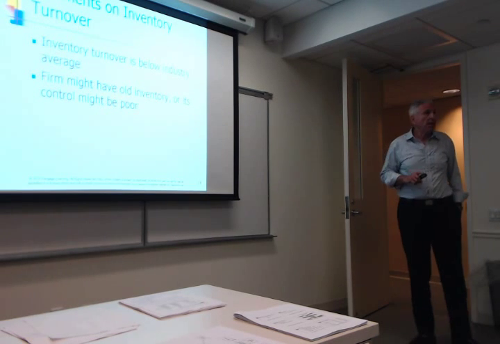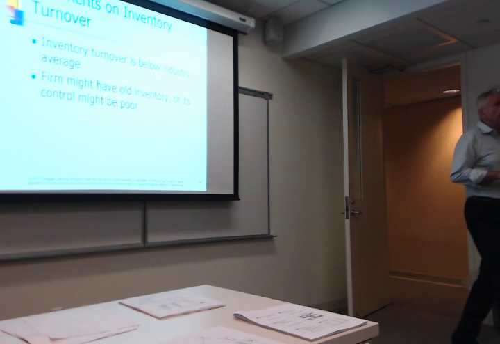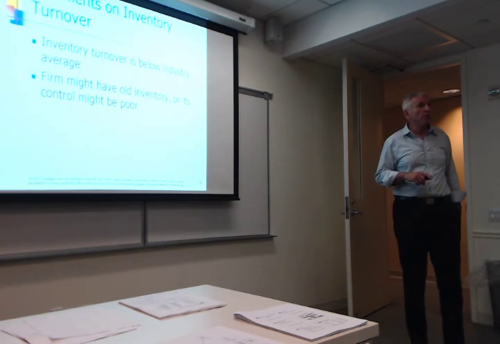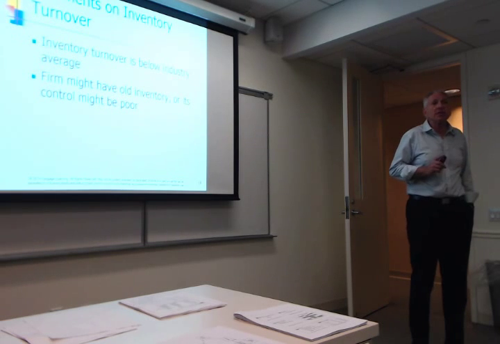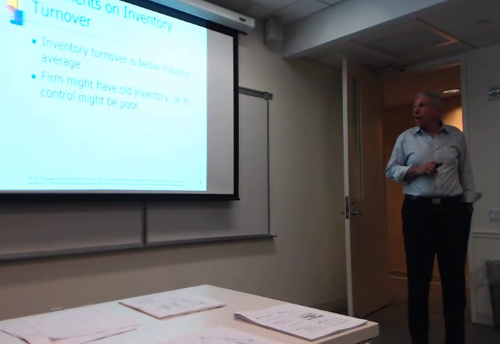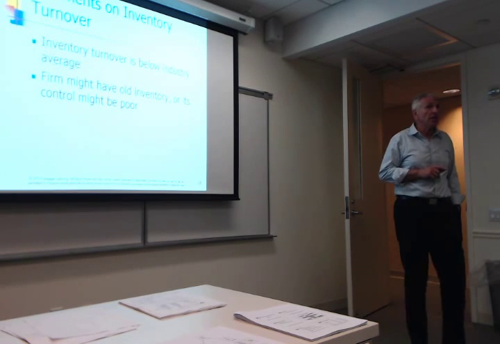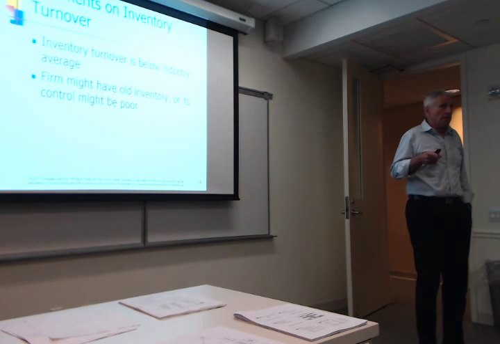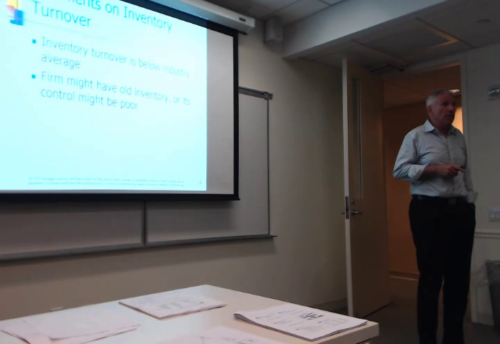So it may be, again, what's the problem here? It may be that we have old inventory. Maybe we're not able to turn over that inventory because nobody wants to buy it. Or it may be that we just have poor control. And we're producing, it may be that we forecast demand much higher than what that demand actually exists out in the marketplace. And so we produce more widgets than anybody's going to buy.